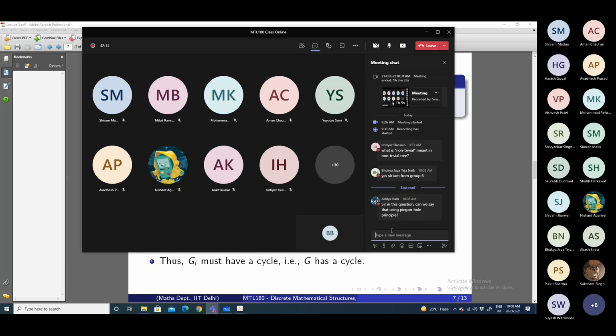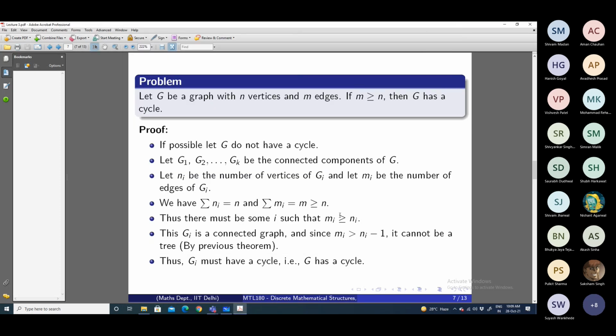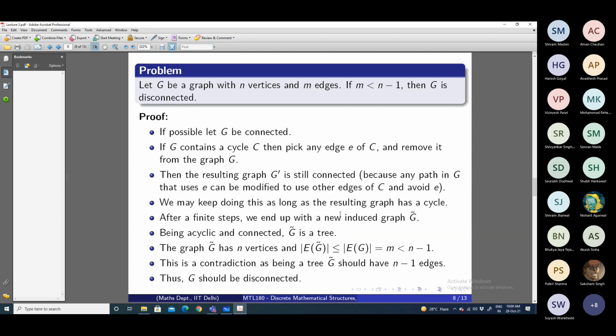Right, obviously. So if you can prove by using the Pigeonhole principle, you can always use that. So we always encourage that if you use some other approach here. Sir, because m is greater than or equal to n, can we take edges as pigeons? Right, that was a good one.